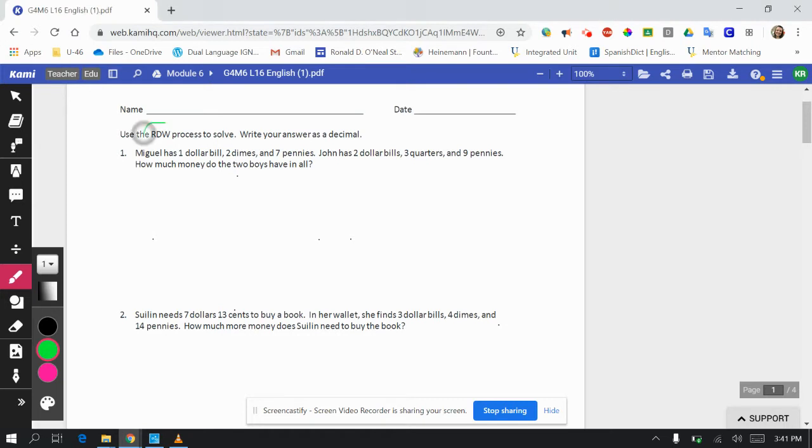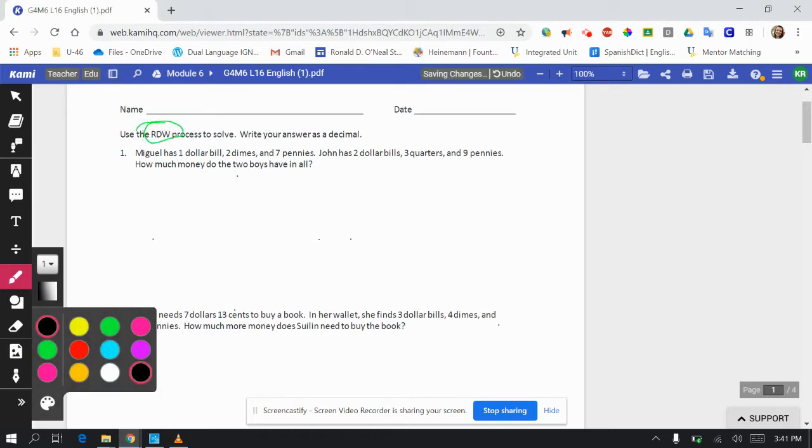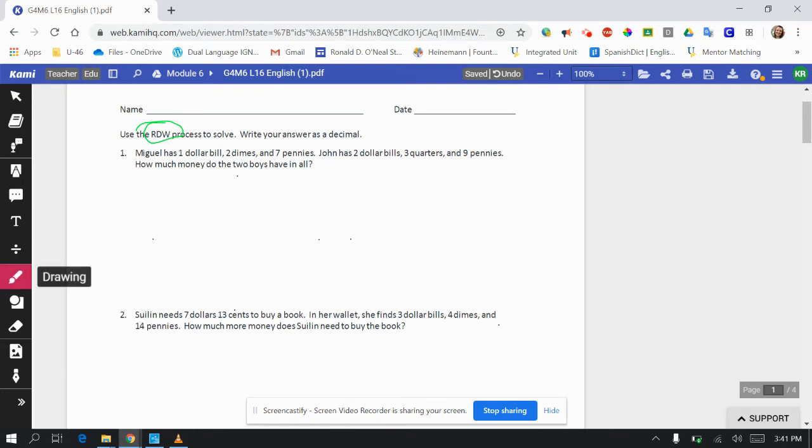Use the RDW process to solve. Write your answer as a decimal. Okay, so read, draw, write is what we are doing. First thing we will do is read. Please box the question. Check. Circle the numbers. Check.